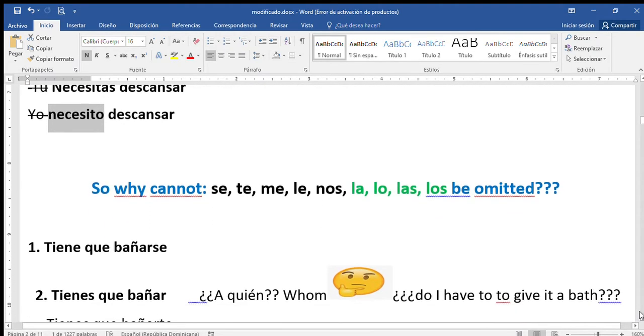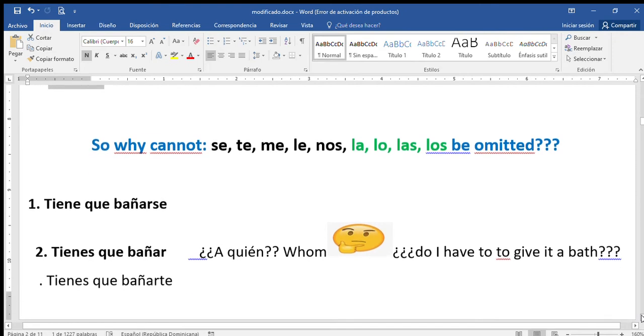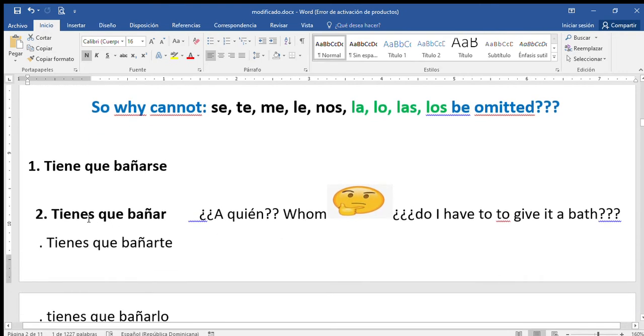So why cannot se, te, me, le, nos, and so on be omitted? Well, let's see. Here we have "tiene que bañarse." When you say "tiene que bañarse," who are we talking about? You are talking about "tiene." This is the conjugation for usted, or he or she.